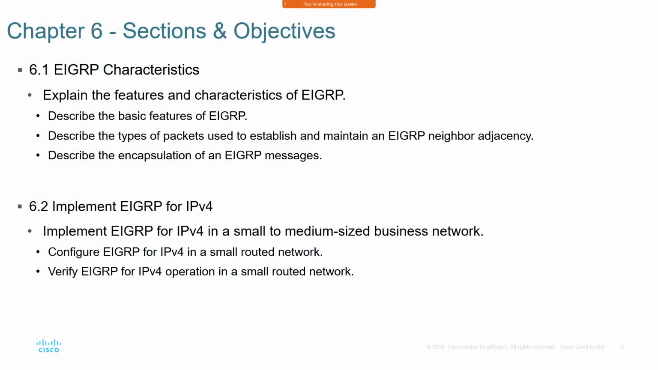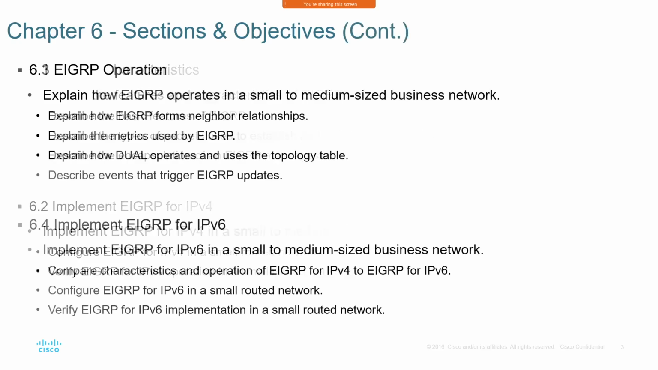We are going to talk about the EIGRP characteristics. We are going to explain the features and characteristics of EIGRP. In other words, we are basically going to describe how EIGRP works, the basic features, and the types of packets used in EIGRP. We're going to describe the encapsulation of an EIGRP message, and then we're going to move on to discuss how we do the EIGRP implementation for IPv4 networks. We're also going to discuss EIGRP operation in a small to medium-sized business network. We are also going to implement EIGRP for IPv6.